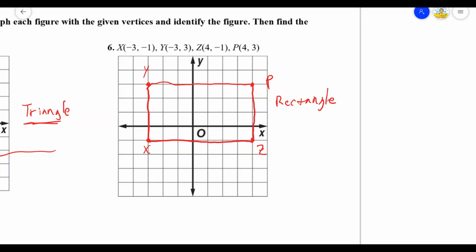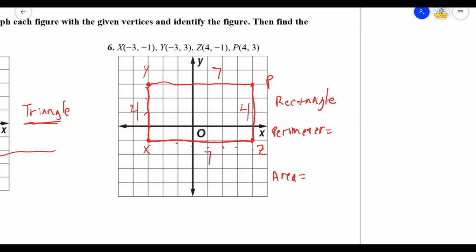So for the perimeter and for the area, we're going to need the lengths of the sides. So let's just count. If we go to XZ, 1, 2, 3, 4, 5, 6, 7, which means this is 7. 1, 2, 3, 4. Okay, so we have a rectangle that is sides of length 4 and 7. Tell me the perimeter and tell me the area.